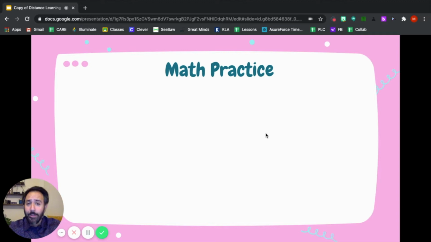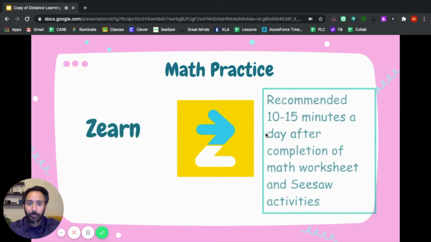We also have an application that supports math practice. This is Zearn, and it is recommended that students practice Zearn 10 to 15 minutes a day after completion of Seesaw activities and their math worksheet practice that follows our EUREKA curriculum.